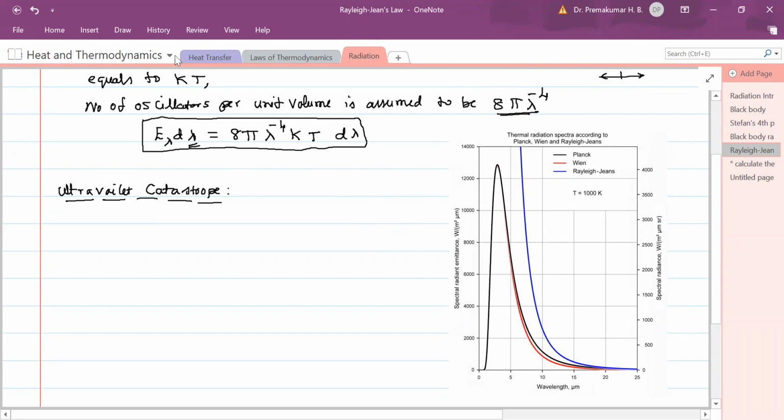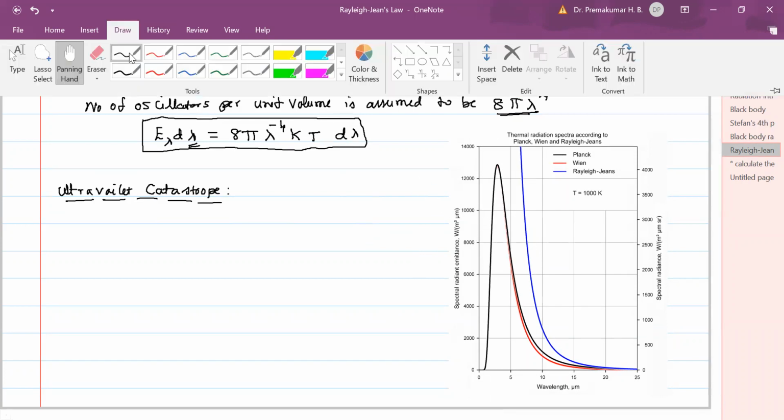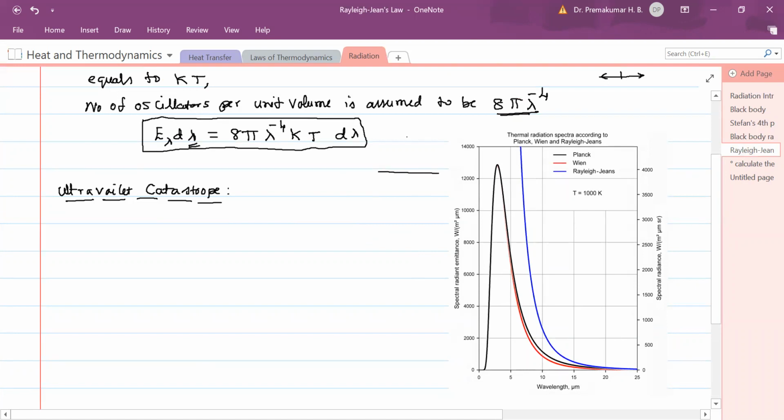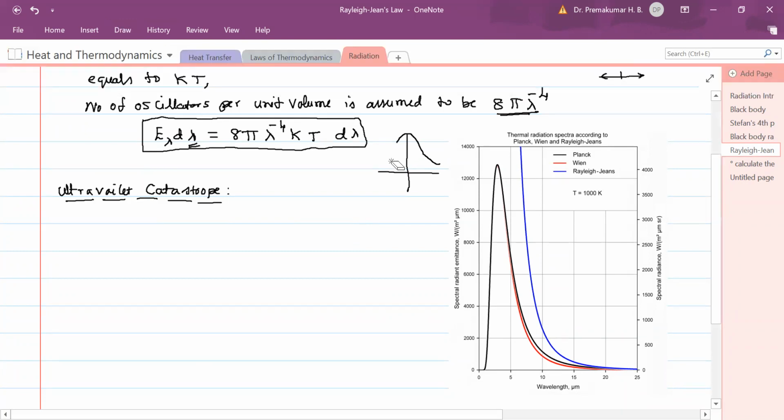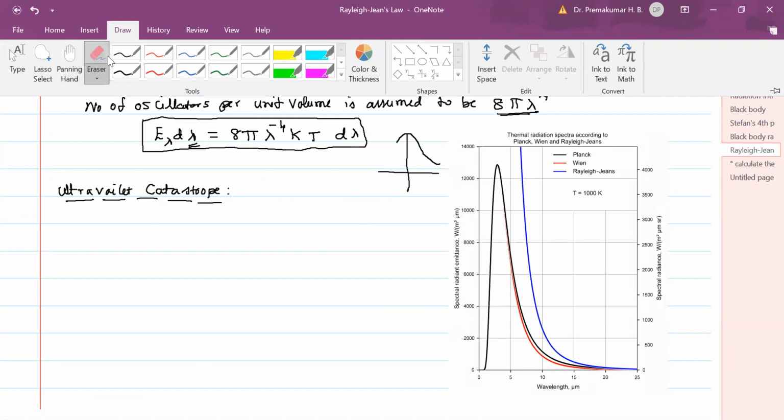Inverted parabola, how does it look? Probably this is the actual parabola. Inverted parabola, it comes like this, isn't it? So if you take that, let me remove this. If you take that, what is happening according to Rayleigh-Jeans?